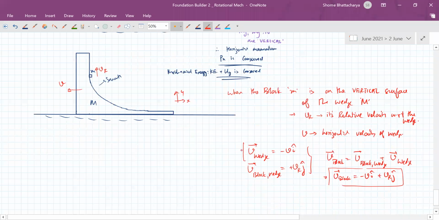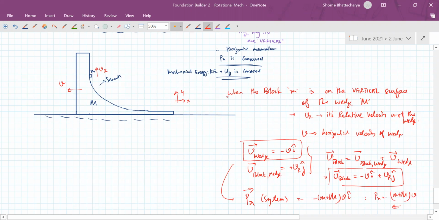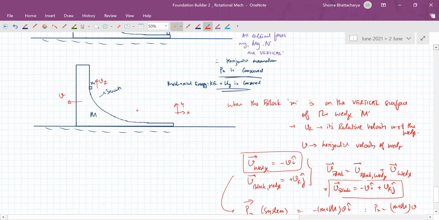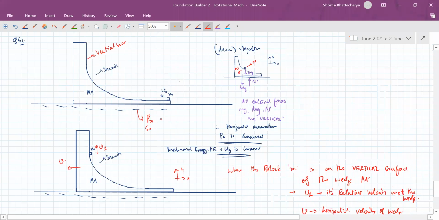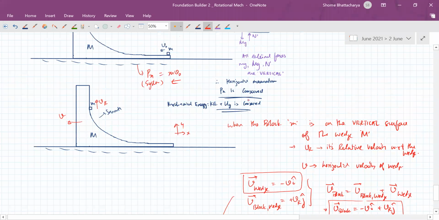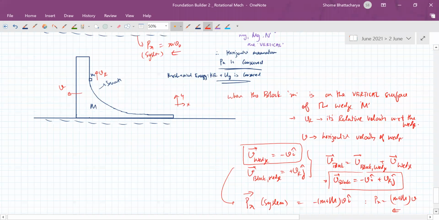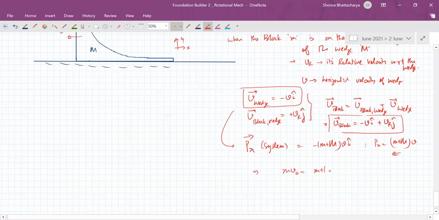So what is the horizontal momentum of the system? This is the horizontal component, or we can just write it in magnitude, in the backward direction like this. Whereas initially, in the above picture, you had seen that the horizontal momentum of the system was m v0 in the backward direction. So this horizontal momentum should be conserved. That is what answers the first part of the question. So m v0 should be equal to (m plus M) V. So Deep, this part is clear? This is the first part of the question.